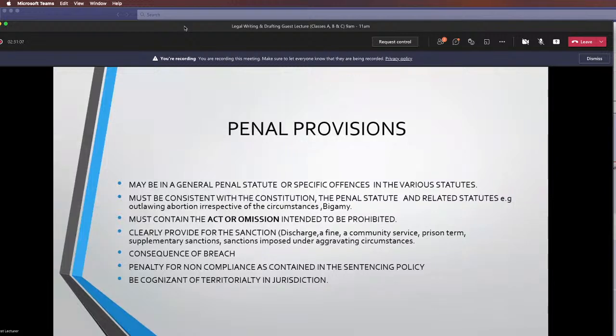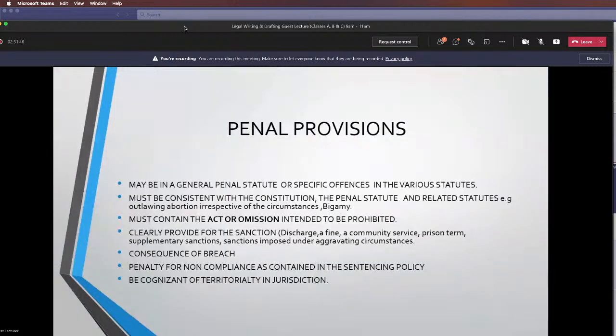Whatever it is, it must be consistent with the Constitution and the penal statute and the related statutes. For instance, I'm giving that example, we cannot outlaw abortion in a particular statute. Some members or drafters could be very emotive and want to outlaw, say, abortion irrespective of the circumstances, yet the Constitution provides for where an abortion may be conducted. We have issues of bigamy. So there are things which, if you're providing for them as penalties, you must be consistent with the Constitution, the penal statute and related statutes.